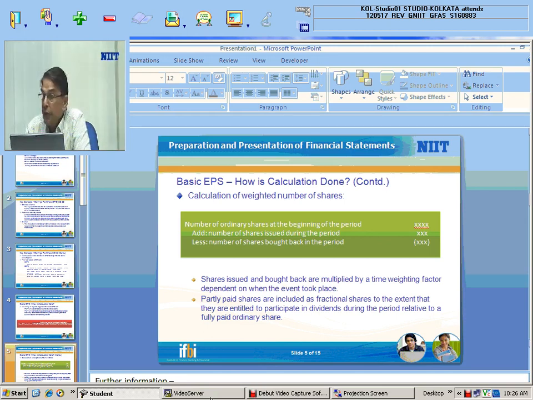Partly paid up shares. Sometimes shares are partly paid up. That means the full amount of money that is to be paid by the shareholder for issuance of the share may not have been paid, only a part has been paid. So partly paid shares are included as fractional shares to the extent that they are entitled to participate in dividend during the period relative to a fully paid ordinary share.